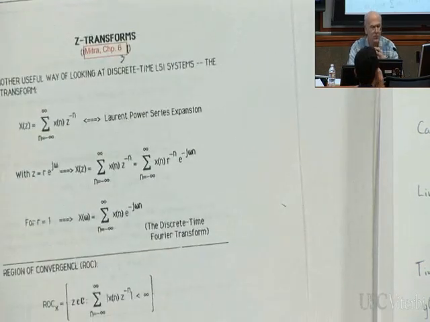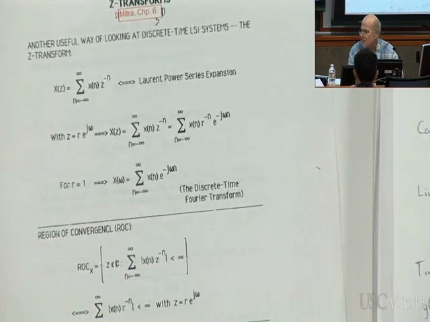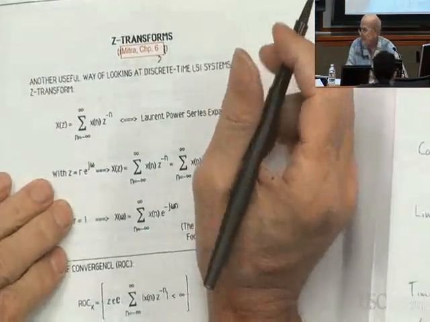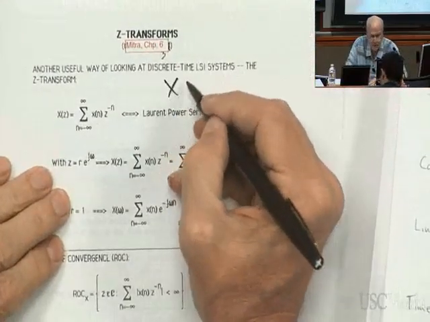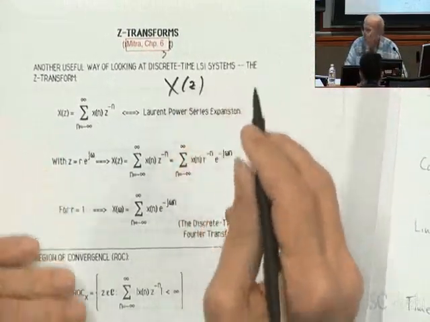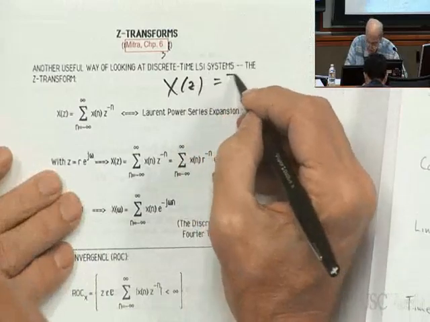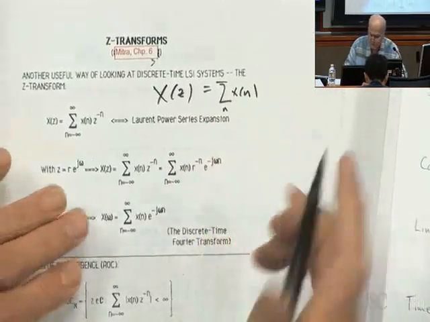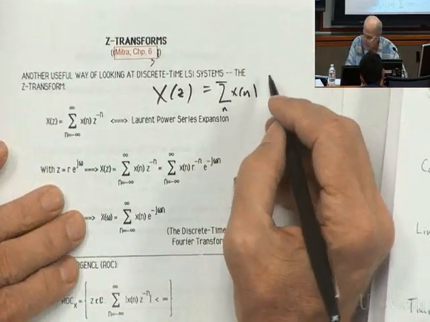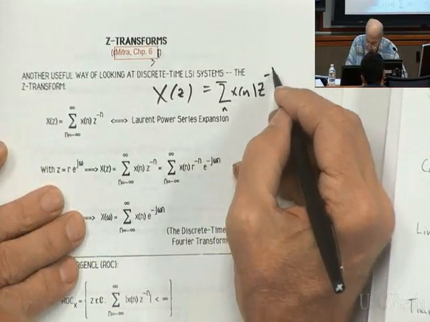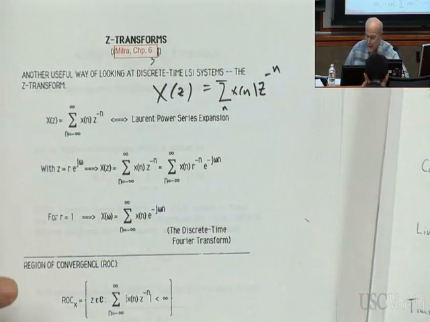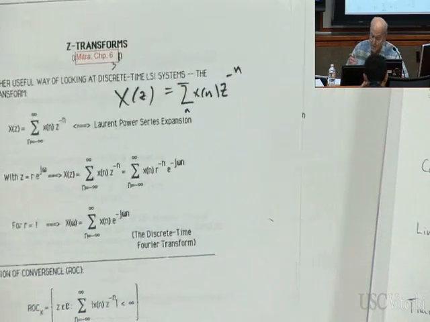The Z transform. What is this magic thing called the Z transform? Actually, it's very simple. It's just X of z equals the summation of x of n times z to the minus n, so it kind of looks like the DTFT. That's it. That's the Z transform. Done.